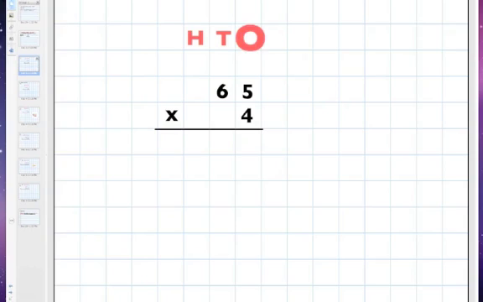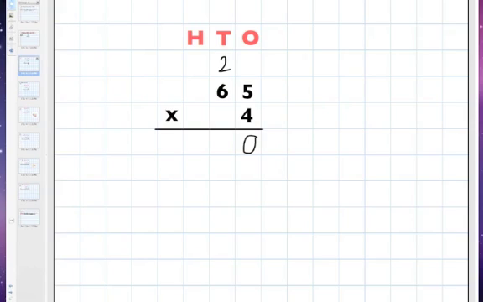In this case, we have the ones represented, the tens represented, and we also are going to include the hundreds, even though neither of our factors have digits in the hundreds place. When we use the traditional algorithm, we start in the ones place. 5 times 4 is 20. 20 has 0 ones and 2 tens. We carry those 2 tens to the tens place.